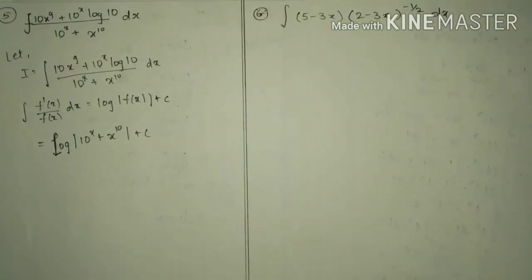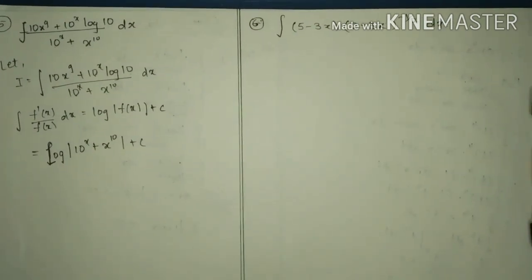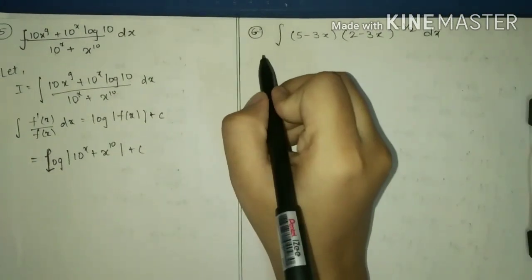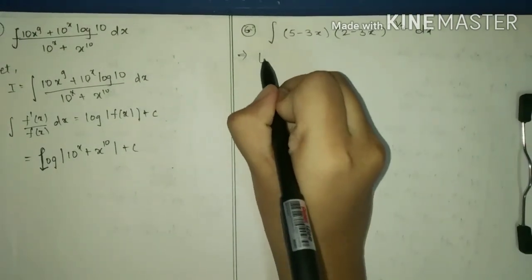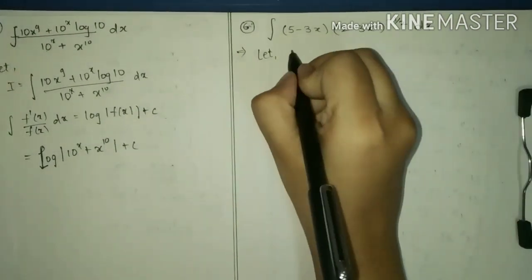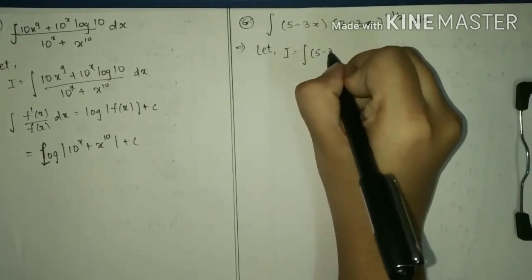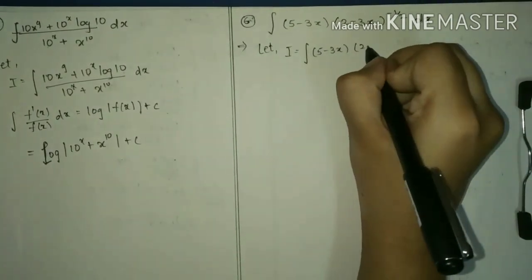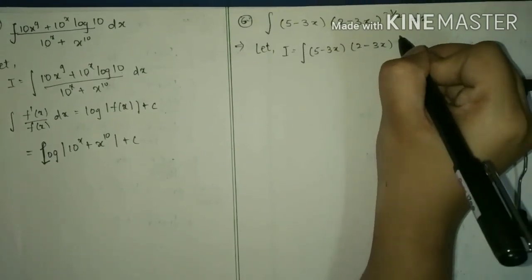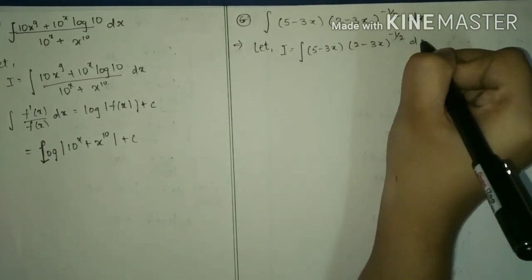So let's go for the next sum. This is a little lengthy sum, but don't worry, we will solve it very fast. So let's start. Let I equal to integration of 5 minus 3x into 2 minus 3x raised to minus half dx.